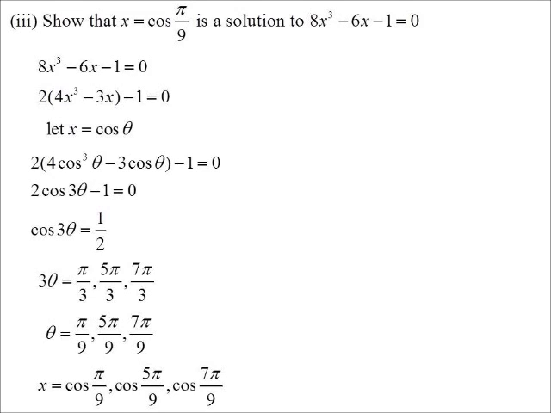And we've said x is cos theta. So now I can say, oh, well, that means my solutions for x are cos pi/9, the one they wanted me to show as a solution, cos 5 pi/9, or cos 7 pi/9. Sorry, I said sine there, it should be cos.